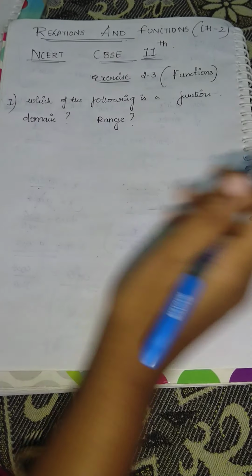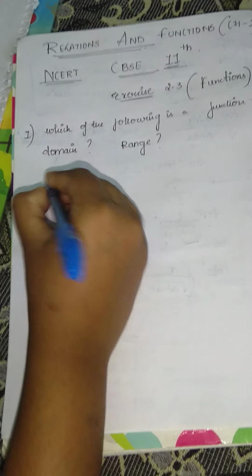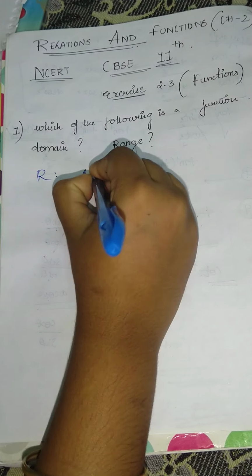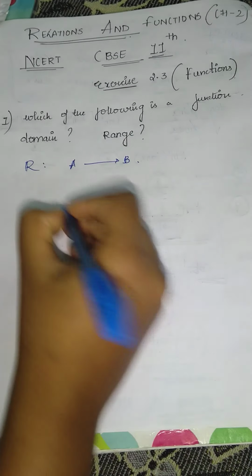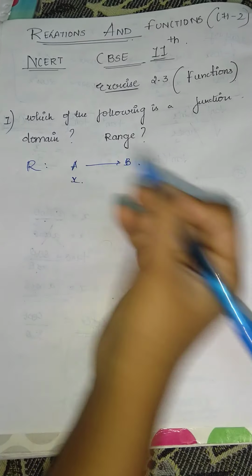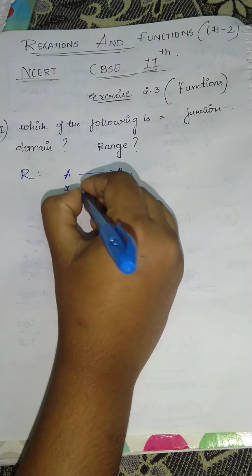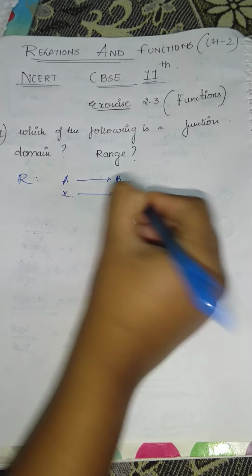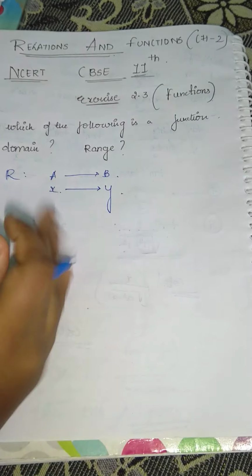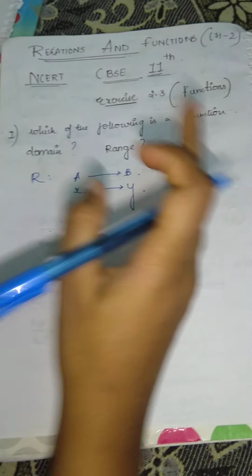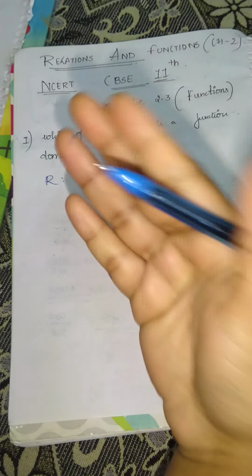So what is a function, first of all? A function is defined when a relation R, such that it belongs to A to B, where every element of x, or any element of x, should have a unique value y in the set B, okay. That is, it should not have a different value. It should be having a unique value in the set of y.